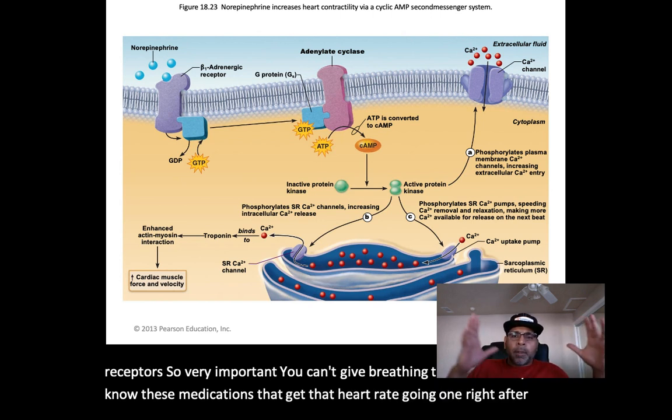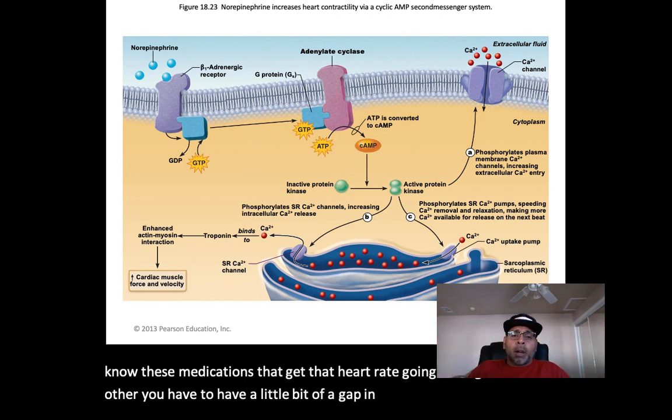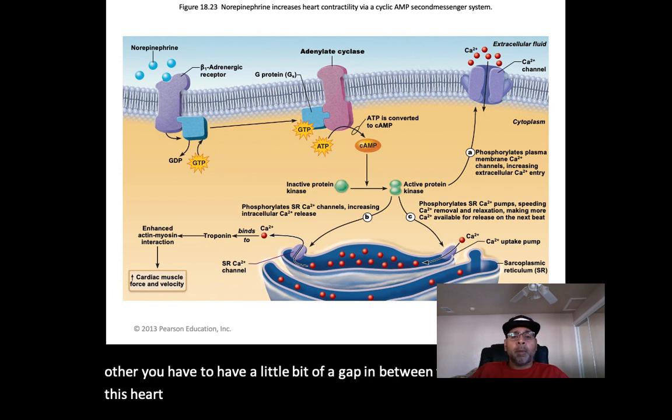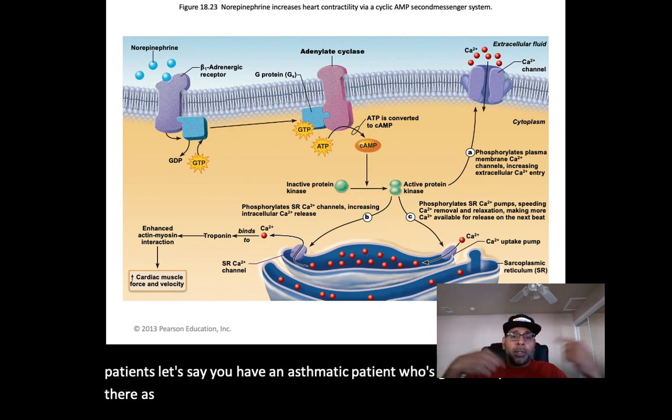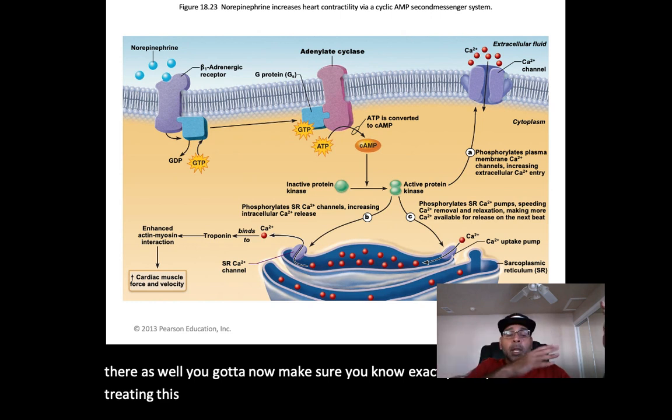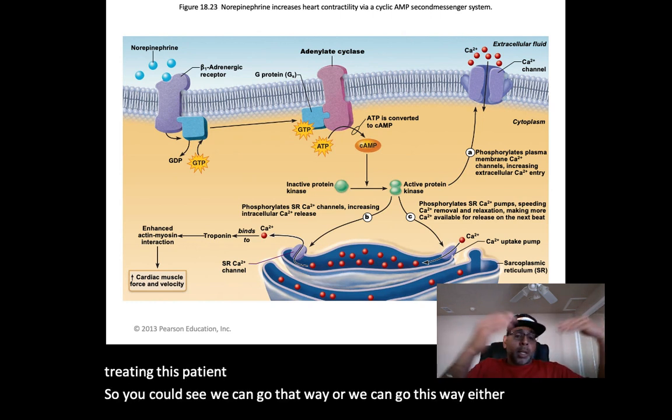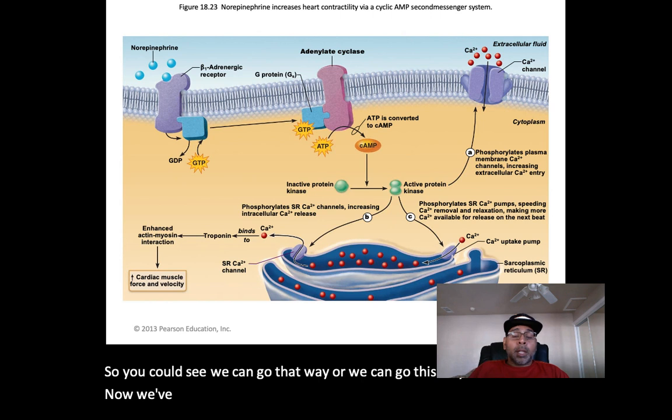You have to have a little bit of a gap in between them, because then this increased heart rate could become a problem in some patients. Now, let's say you have an asthmatic patient who's got a heart problem as well. You've got to make sure you know exactly how you're treating this patient. So you could see we can go that way or we can go this way. Either condition, we've got to be able to look at in relation to the pathologies of both of those organs.